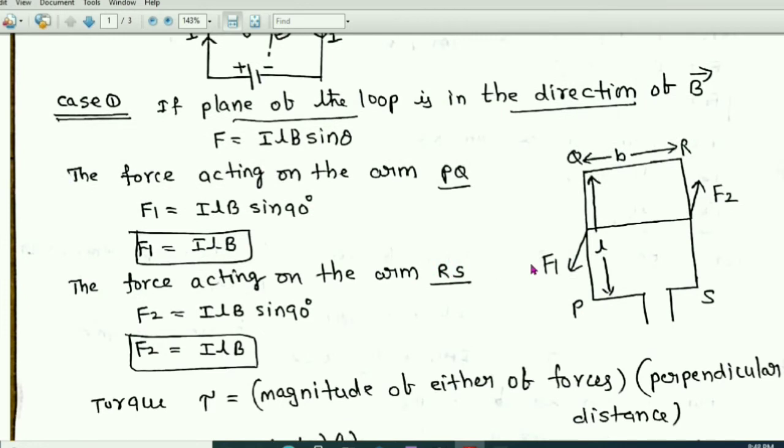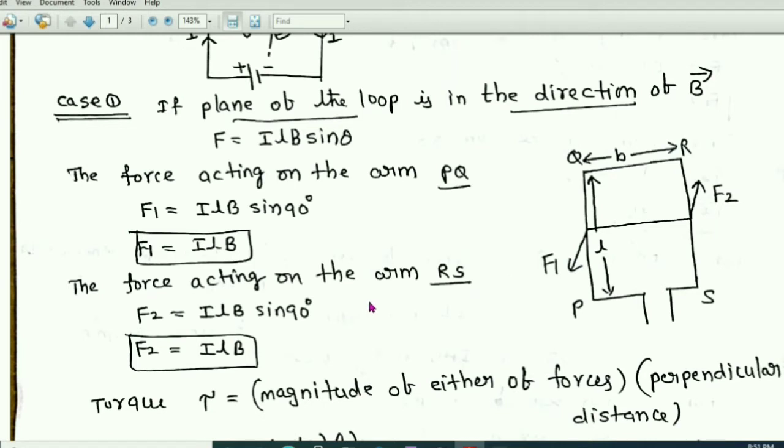Now if you observe the two forces experienced by PQ and RS, PQ experiences the force in this direction, and RS experiences the force in this direction. According to Fleming's left hand rule, we can find these force directions. If we stretch the thumb, forefinger and middle finger perpendicular to each other, the thumb gives the direction of force, the middle finger gives the direction of electric current, and the forefinger gives the direction of magnetic field. According to Fleming's left hand rule, the forces are given in this direction.